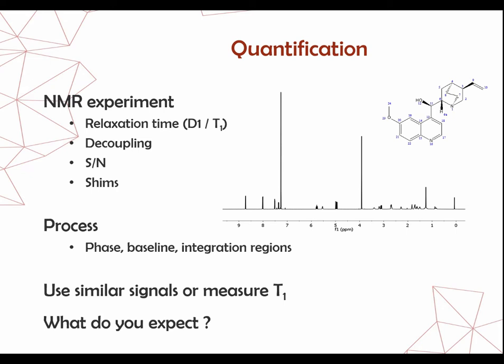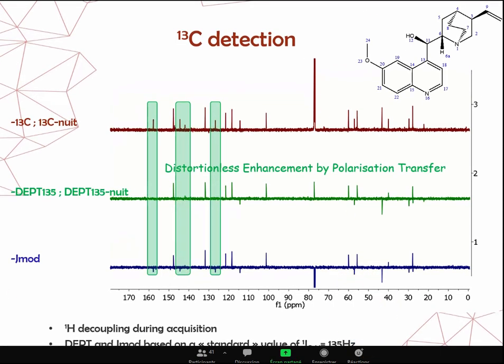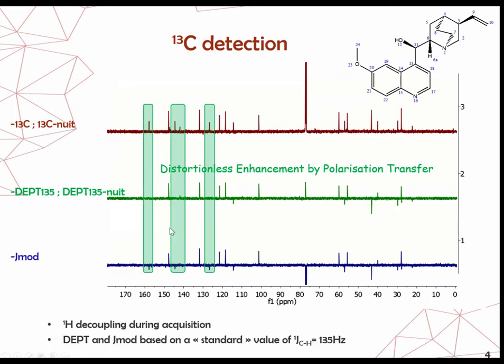Next, a small word about carbon-13 detection, direct detection. This is the second most performed experiment on routine spectrometers. We have several variants of carbon-13 detection. Just direct detection with proton decoupling, the usual carbon-13 spectrum, then DEPT or J-mode, in which you have signal additions according to the number of protons attached to the carbon.